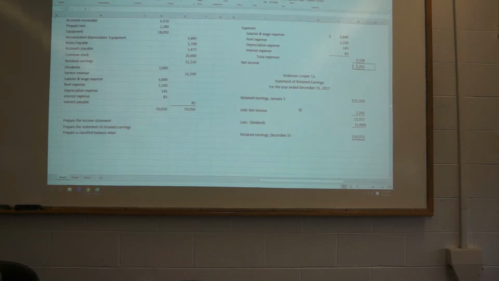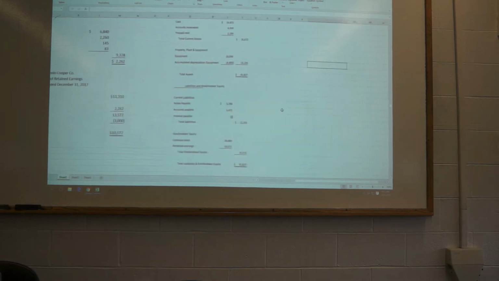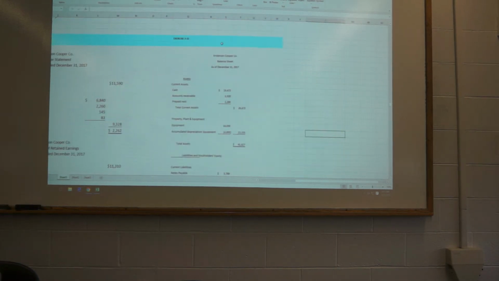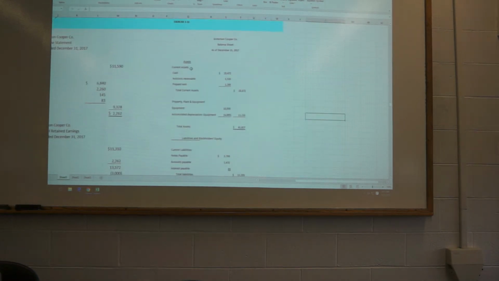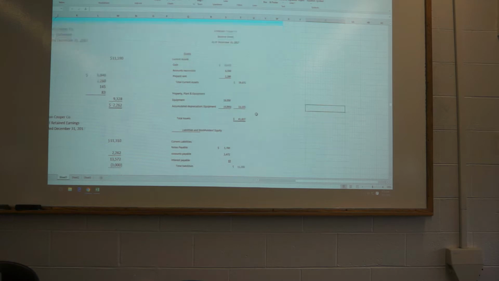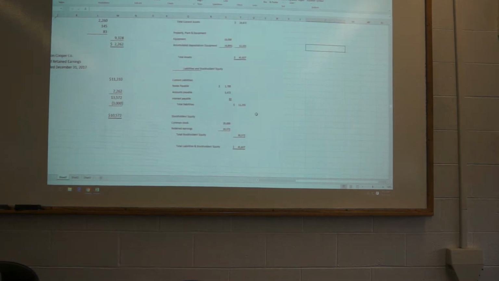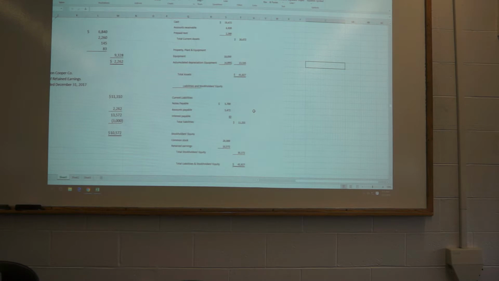And then prepare your balance sheets, and they're usually going to be classified balance sheets, which means you've got your current assets, your total current assets, and then your long-term assets shown separately. So if you have any questions on preparing the financial statements from the trial balance, just let me know.